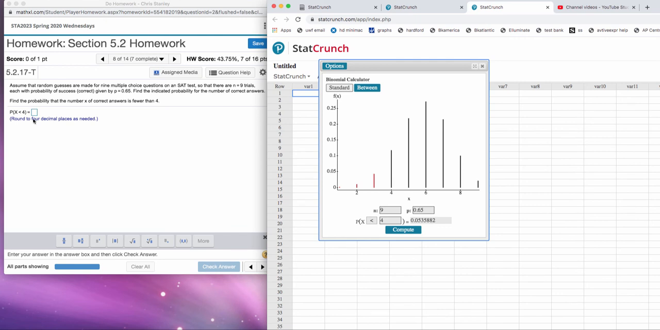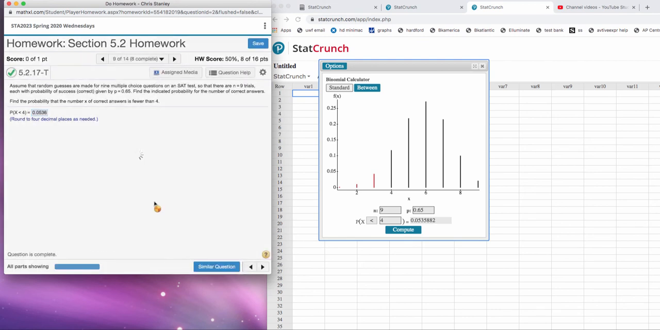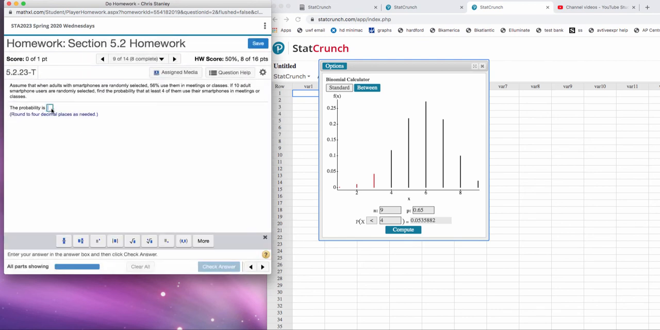0.0535. 4 decimals, so 0.0536, and that 5 should go to a 6. 4 decimals, 4 decimals. Okay. Now I'm not going to get out of this binomial. I'm just going to keep it up.